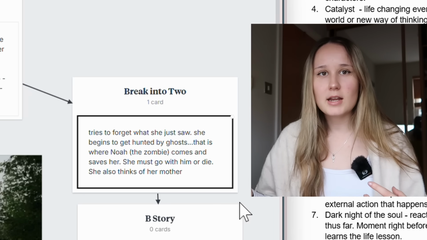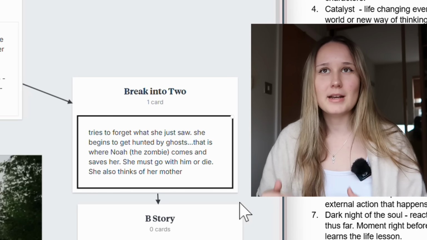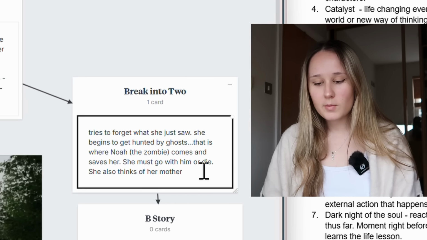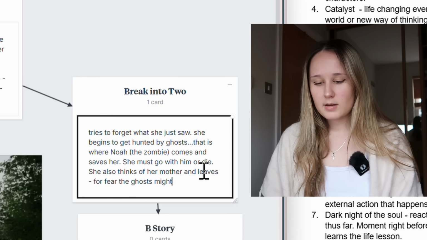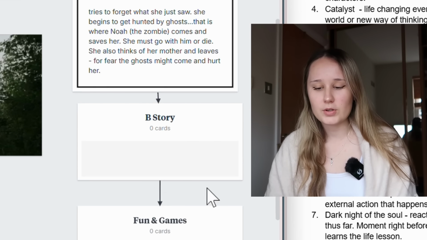So her mum's kind of sick right now, or kind of just immobile. I'm not sure what's wrong with her yet, but I know that she's sick. And that's why her daughter comes to visit. So she thinks of her mother and leaves for fear the ghosts might come and hurt her. But I kind of want to jump straight into the action, so that's what we're going to do here.